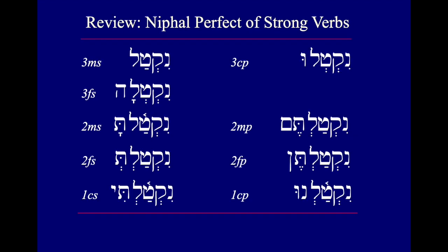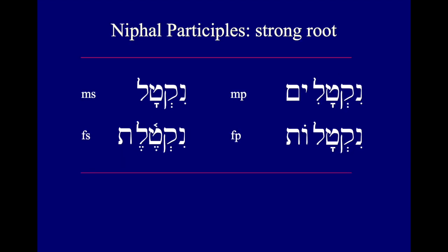Do you see how there's all short a's underneath the second radical, the second root letter, our tet in this word katal? Not every single one. Our third feminine singular doesn't have the A class, but almost all of them. And third common plural doesn't have it. But you don't have to worry about those because you don't have to distinguish those from the participle. So look at that third masculine singular, and you have a short A, and then you have a long A only in the participle forms.